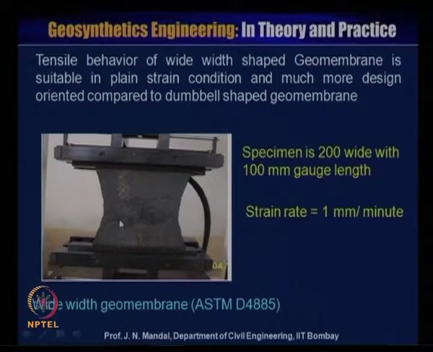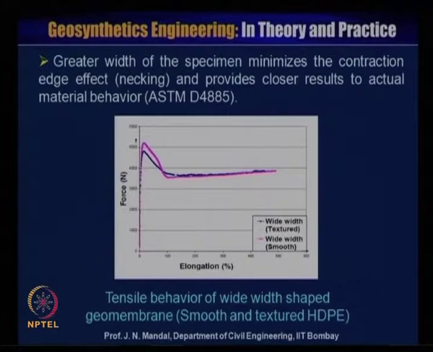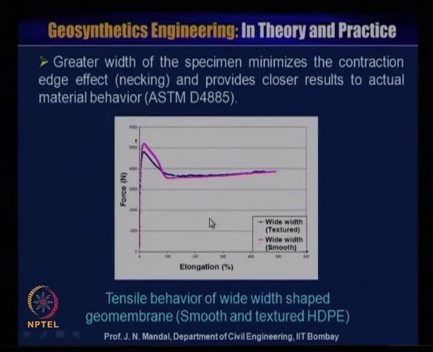So I am showing here that if it is a high density polyethylene geomembrane material, the tensile test has to be conducted on a specimen about 200 millimeter wide with a 100 millimeter gauge length, and the strain rate is 1 millimeter per minute. So, this is the wide width geomembrane test. The tensile behavior of the wide width shape geomembrane is suitable for plane strain conditions and is much more design oriented compared to the dumbbell shape geomembrane. So, you can see here the tensile behavior of the wide width shape geomembrane, smooth and textured geomembrane.